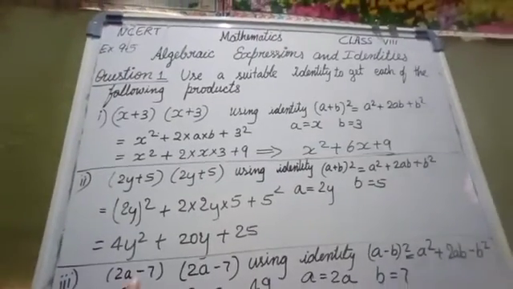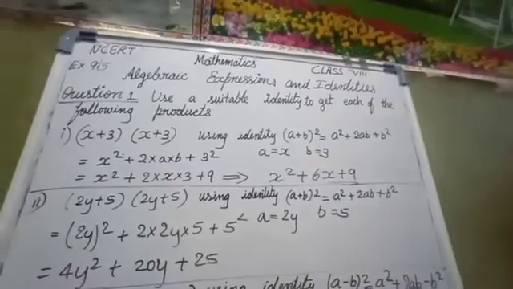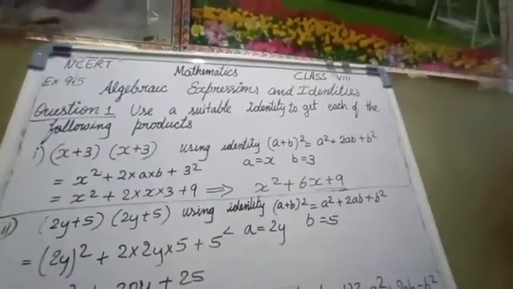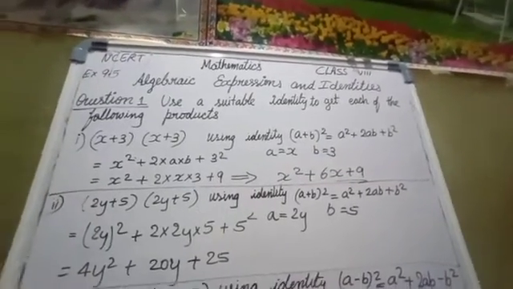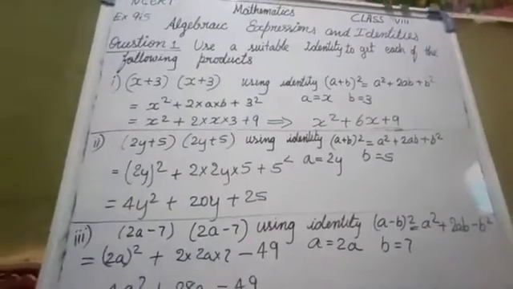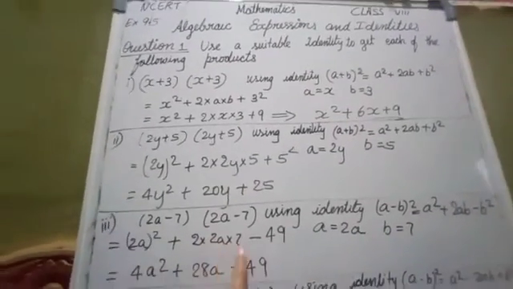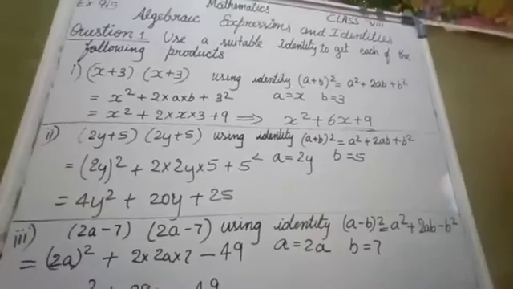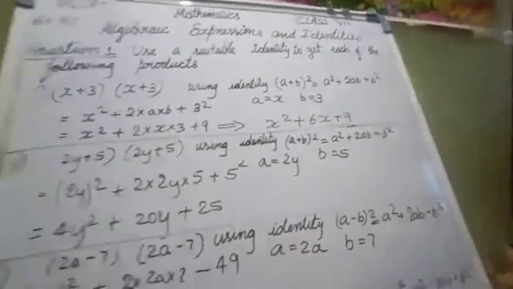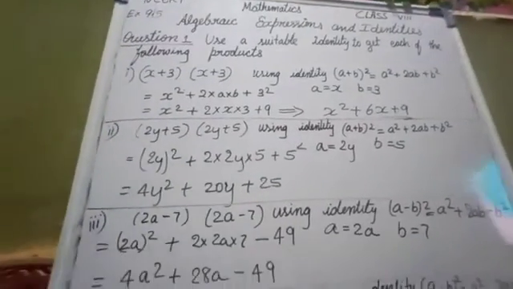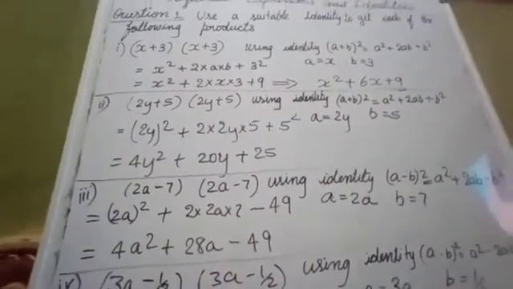Here you can observe that (2a - 7)(2a - 7). Using which identity? (a - b) whole square, a square minus 2ab plus b square. Let us see how. (2a) square, minus 2ab, 2 into 2a into 7. Here, according to the sign, we have used a is equal to 2a, b is equal to 7. 7 square I have written directly as 49. So 4a square, 2 2s are 4, 4 7s are 28, a, plus 49.